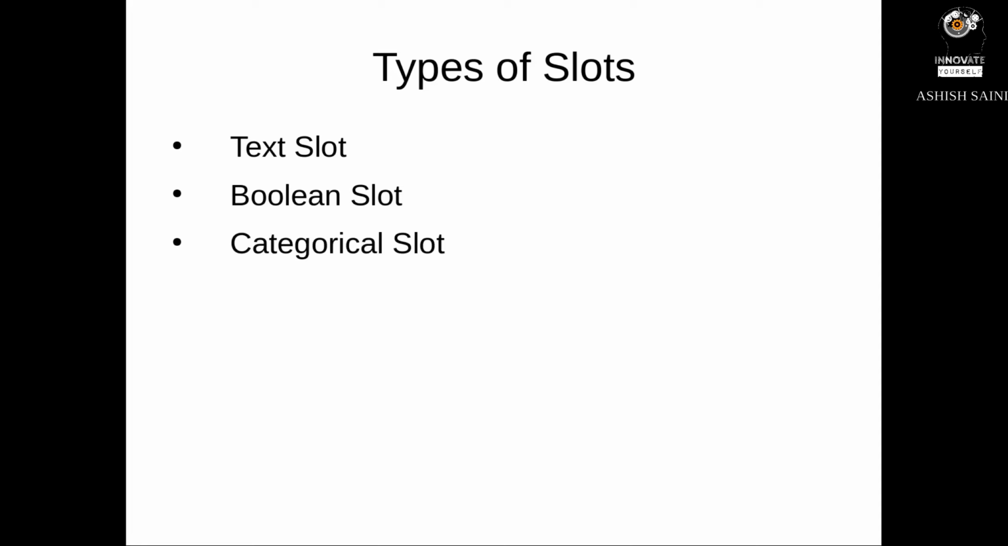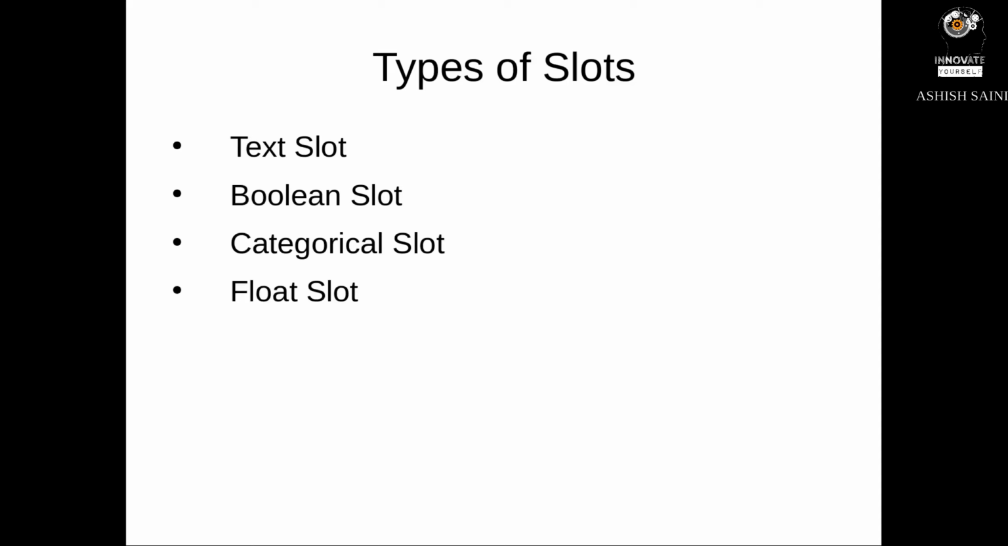Similarly, categorical slots. Let's say you have different types of values, say n number of values, but I want to split them into particular categories, let's say high, low, or medium. These are three different categories which I can use, and they can be categorized inside the categorical slots. So this is how we can do that.